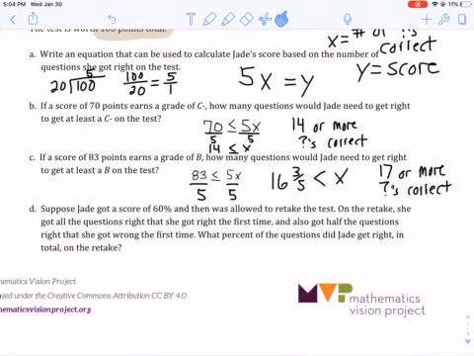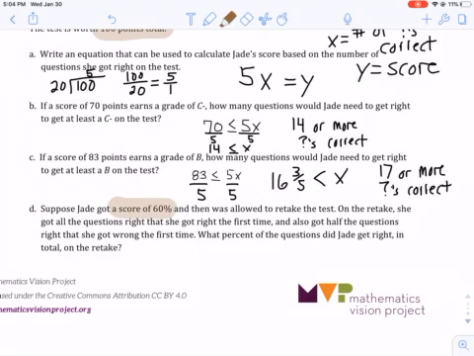Alright, now for part D. It says Jade got a score of 60% and then was allowed to retake the test. On a retake, she got all the questions right that she got right the first time, and also got half the questions right she got wrong the first time. What percentage of questions did she get right in total on the retake? Alright, so let's see here.